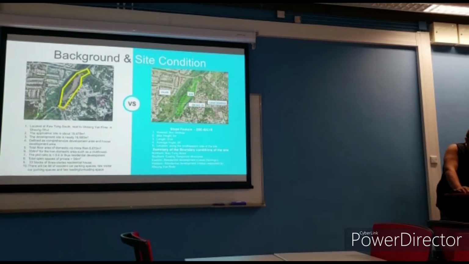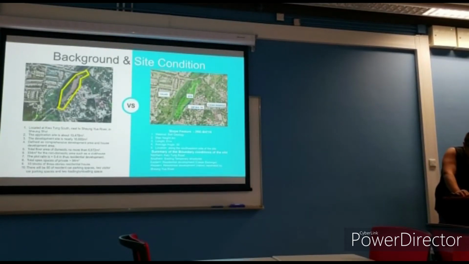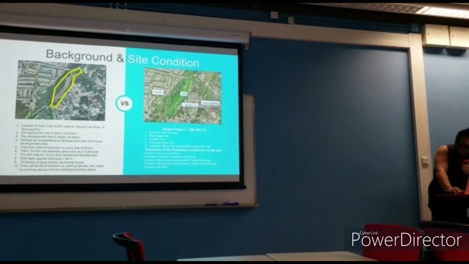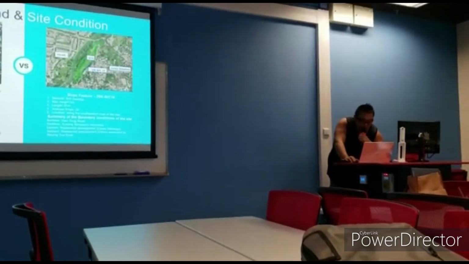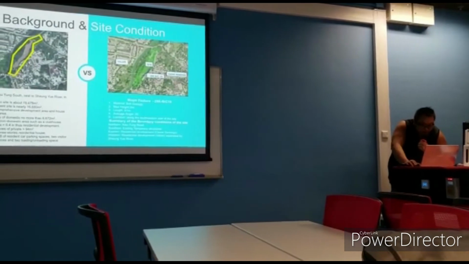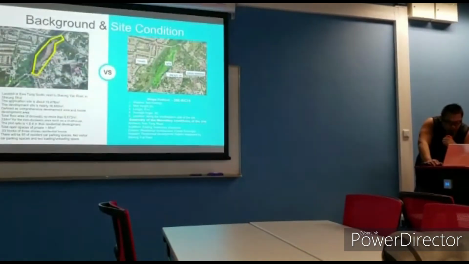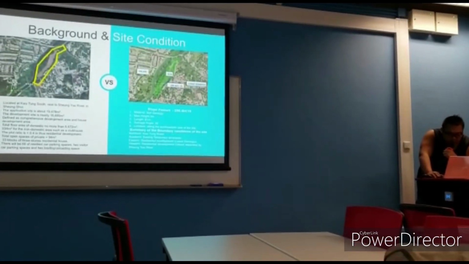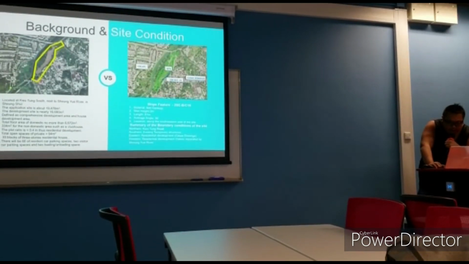For the background, this project will be located at Kau Tong South next to Yuen River in Shatin. The application site is around 20,000 square meters, and the development site is around 17,000 square meters. It will be defined as a comprehensive development and housing development area. The total floor area of the domestic part should be no more than 7,000 square meters, and there are around 350 for the non-domestic area such as the clubhouse, and the plot ratio should be less than 0.4.